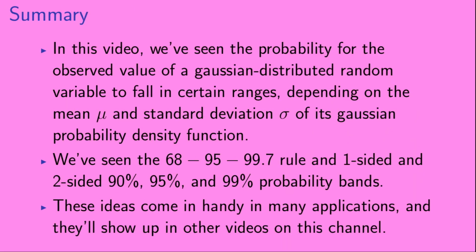Okay, let's summarize. In this video, we've seen the probability for the observed value of a Gaussian distributed random variable to fall in certain ranges, depending on the mean mu and standard deviation sigma of its Gaussian probability density function. We've seen the 68, 95, 99.7 rule and the one-sided and two-sided 90%, 95%, and 99% probability bands. These ideas come in handy in many applications, and they'll show up in other videos on this channel.